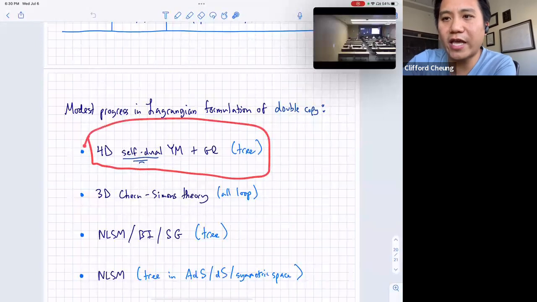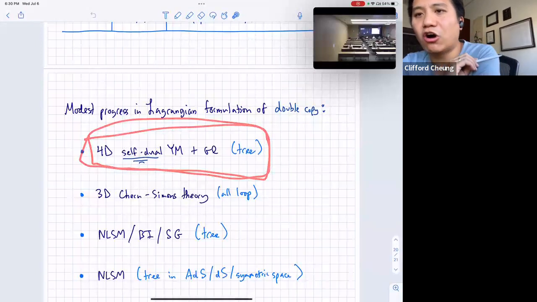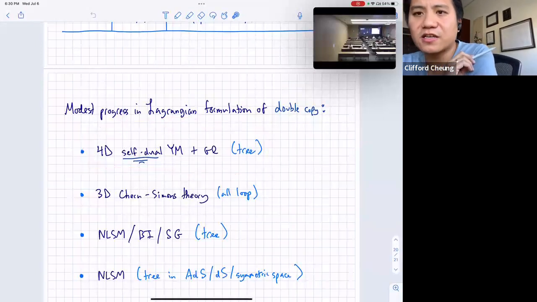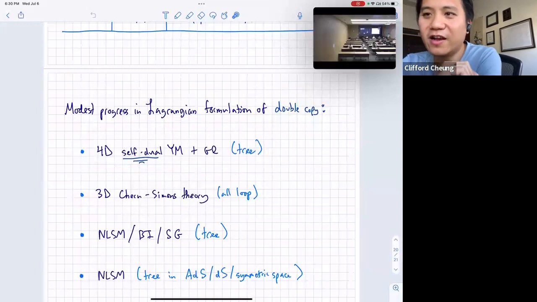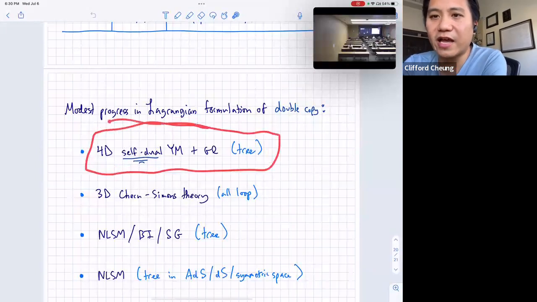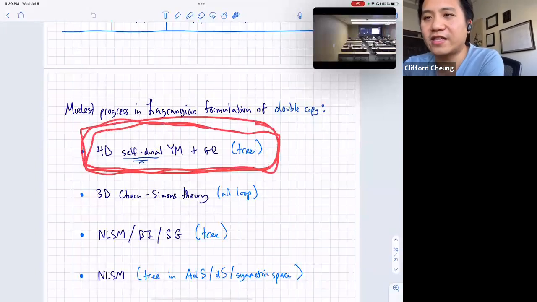People have studied self-dual Yang-Mills and gravity, which are the all-plus and all-minus sectors. Unfortunately, those are trivial sectors where all amplitudes are 0, which is a little confusing. But in that sector, people understand fully how to square, if you like, the amplitudes.